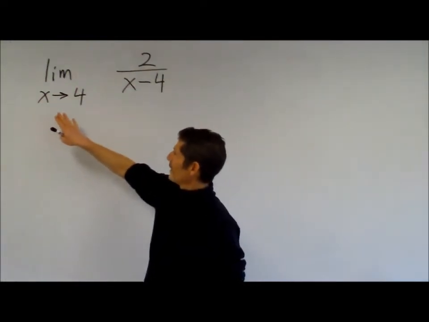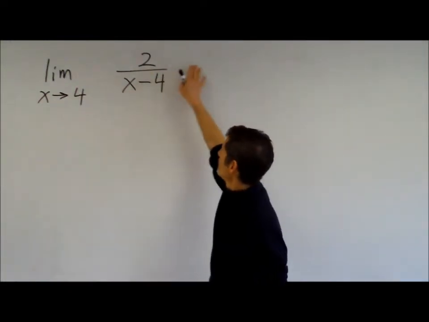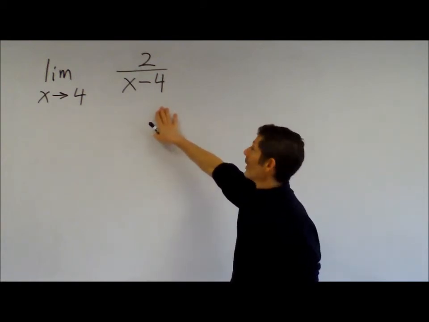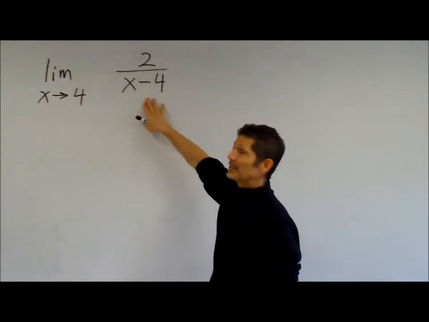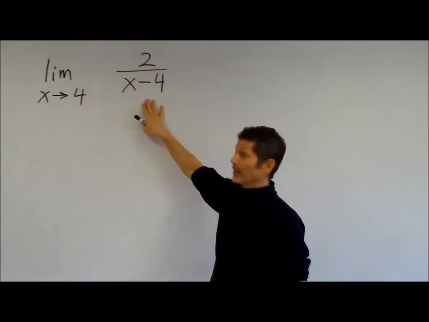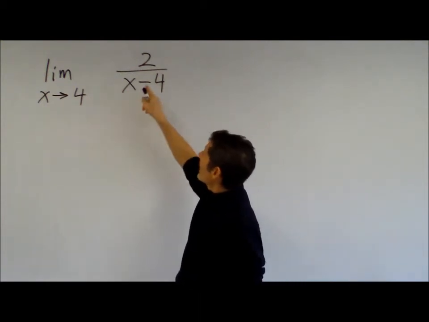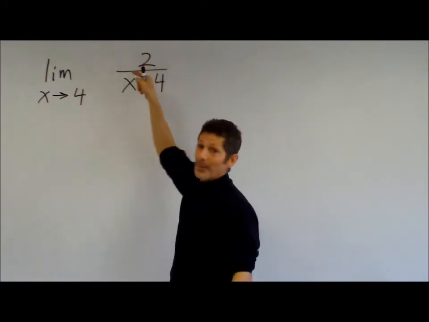So what is the limit as x approaches 4 of 2 over x minus 4? Well, I already know what's going to happen when I put in a 4 for x. I'm going to have a 0 on the bottom, so it's undefined at 4. And there's nothing that I can factor on top. I mean, there's no way to make the top a 0.